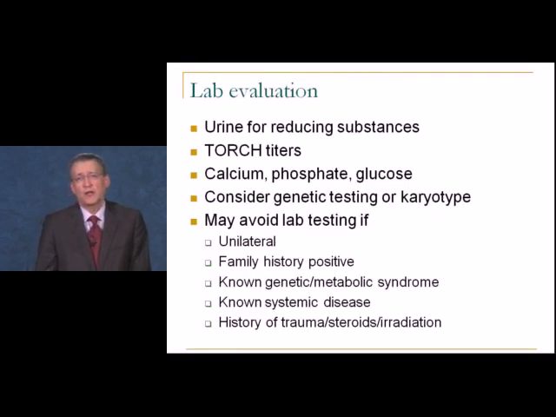So what do we do about labs? Because you'll be working with an ophthalmologist who may or may not want these tests, or if you see it, you may want to go forward. We want to look at urine for reducing substances because of the galactokinase, TORCH titers because of some of those favorite causes that I mentioned, calcium, phosphate, and glucose, again, for some of the metabolic diseases.